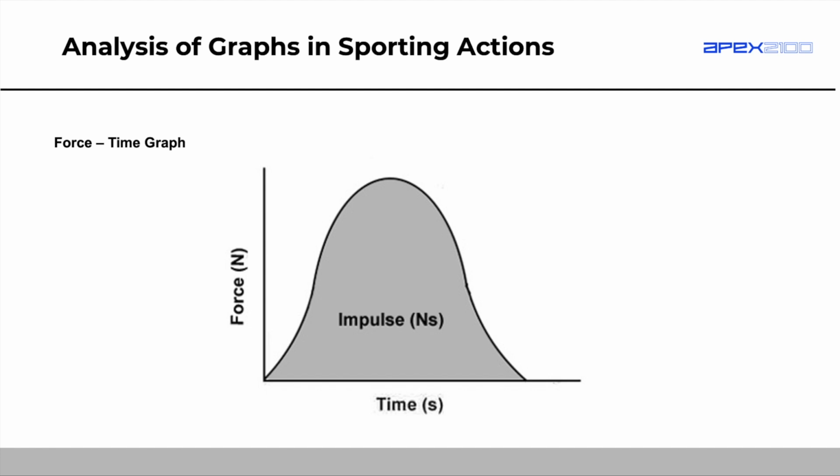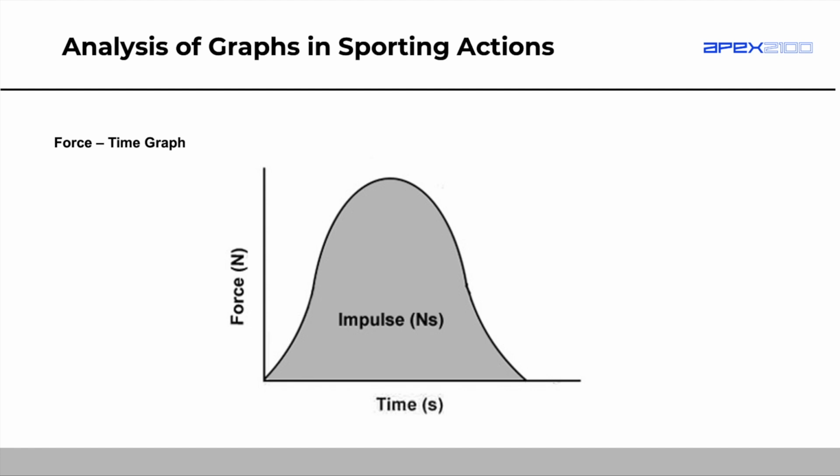So it's an important concept in many different sports, especially sports with some sort of a throwing or moving an object type requirement, and they require the athlete to apply a large force for as long as possible. So the area underneath the plotted line gives us the impulse.